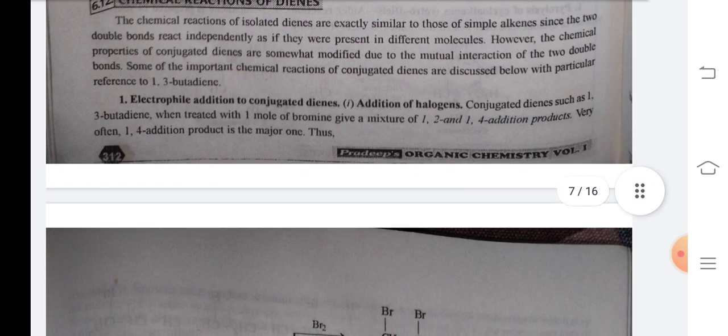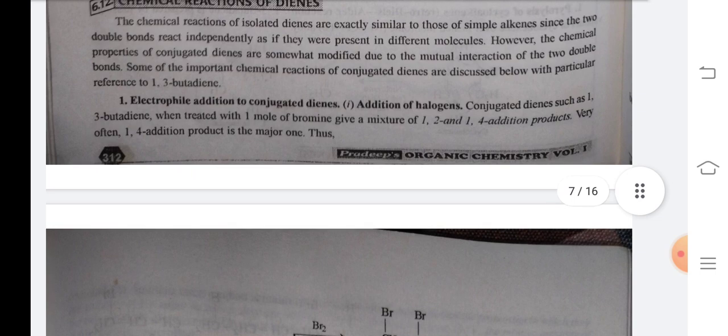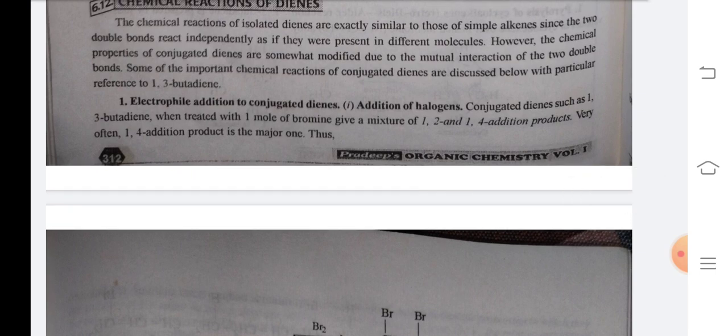First, electrophilic addition to conjugated dienes. Addition of halogens. Conjugated dienes such as 1,3-butadiene, when treated with 1 mole of bromine, give a mixture of 1,2 and 1,4 addition products. Very often the 1,4 addition product is the major one.